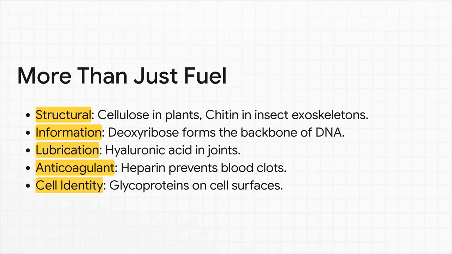We've got structural roles, like the chitin that makes up the hard exoskeletons of insects. They are part of the very backbone of our information system, DNA and RNA. They're the WD-40 for our joints, like hyaluronic acid. They're even life-saving drugs like heparin, an anticoagulant. And maybe most importantly, they're responsible for our cellular identity.